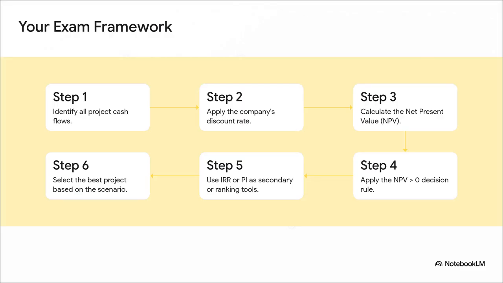So here it is, your step-by-step thinking framework. 1, lay out the cash flows, what you pay, what you get back. 2, lock in the right discount rate. 3, calculate the net present value. This is your number 1 priority. 4, apply the rule. Is it positive? Is it a go? 5, if the question requires it, look at IRR or PI as backup answers, maybe for ranking. And finally, step 6, make the final call based on whether the projects are independent or mutually exclusive.